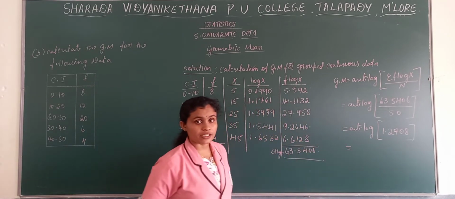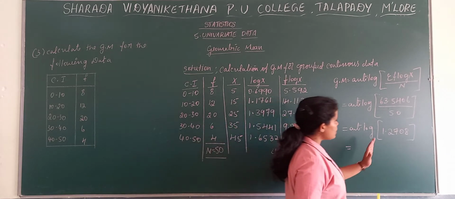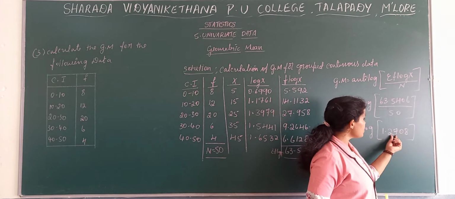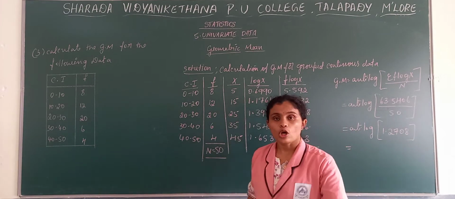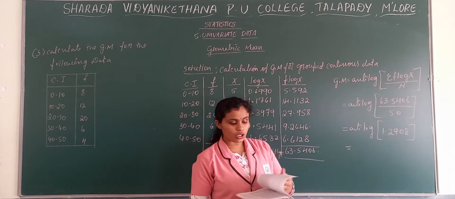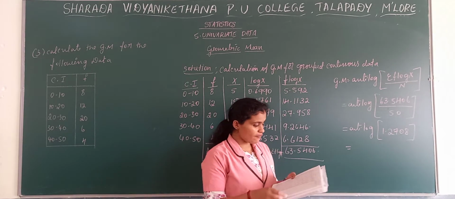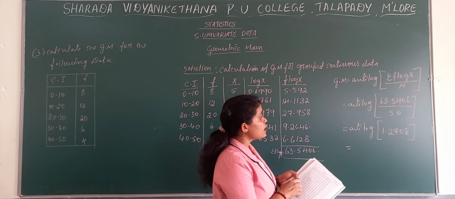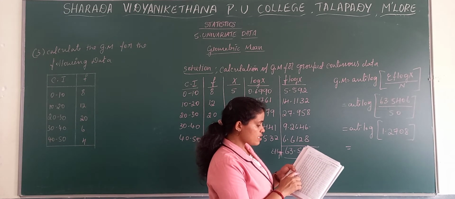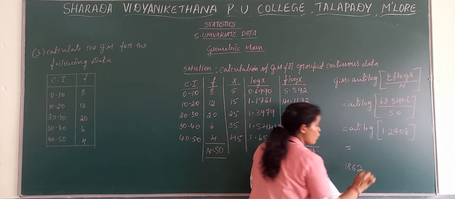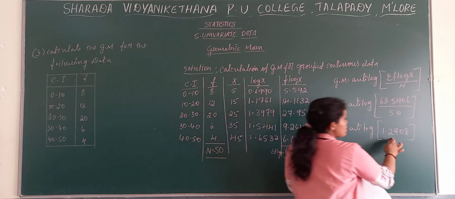How to find the anti-log? When you find the anti-log, we need to see the values after the decimal point. Here 0.27. Open your anti-log table. 0.27, the 0 column. 0.27 in the 0 column is 1862.